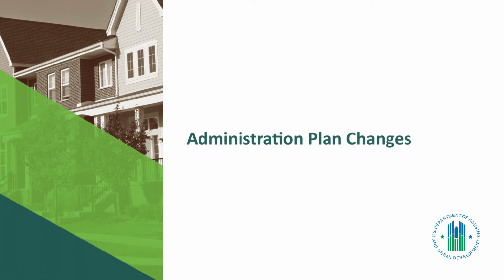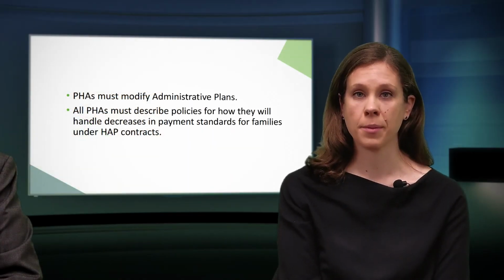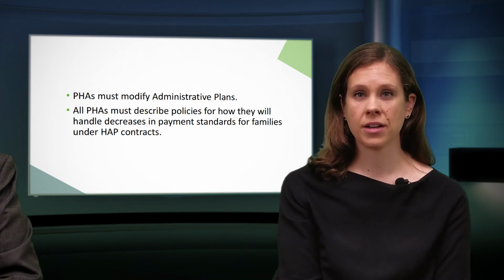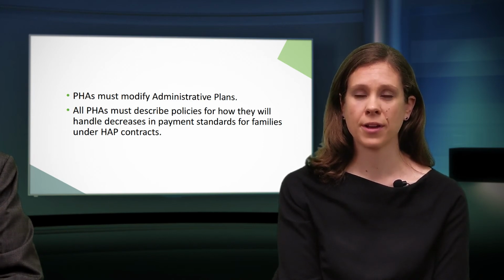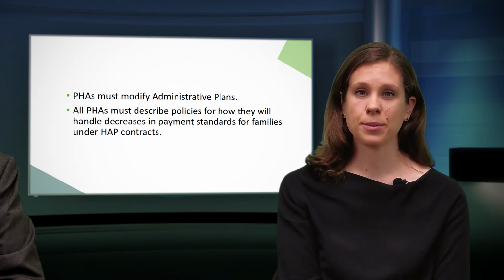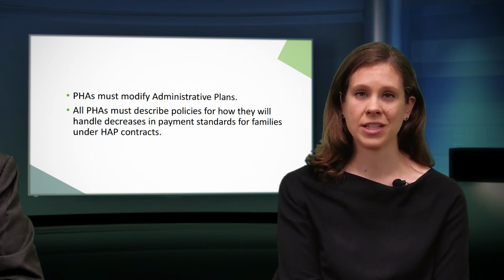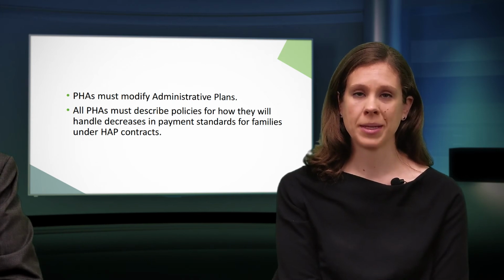PHAs are required to make some modifications to their administrative plans to reflect the use of small area FMRs. In lower cost areas that transition to small area FMRs, the applicable payment standard may be reduced. In some instances, the reductions in payment standards will affect families under HAP contract. Like all PHAs, those implementing small area FMRs must amend their administrative plan to indicate the PHA's policy on how decreases in payment standards would be implemented for families under HAP contract.